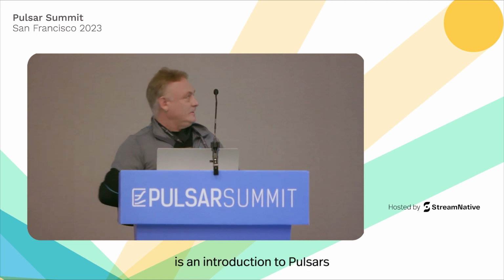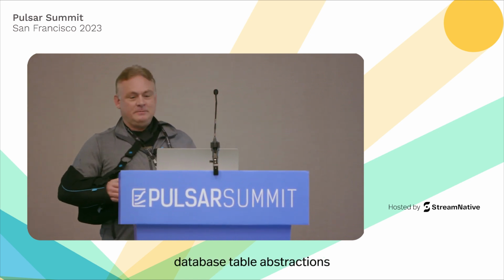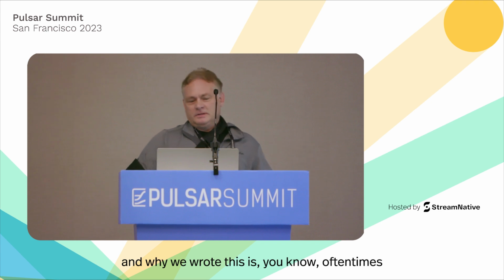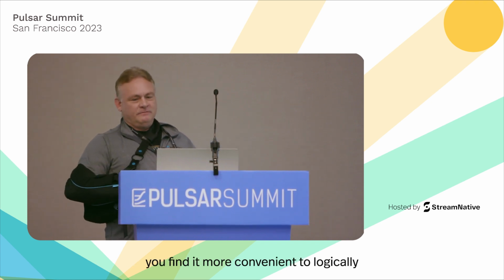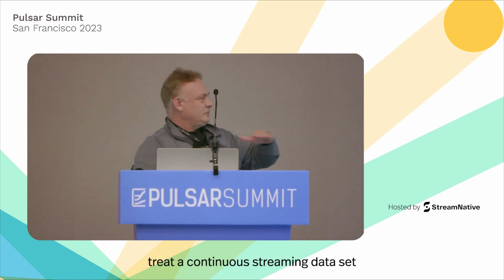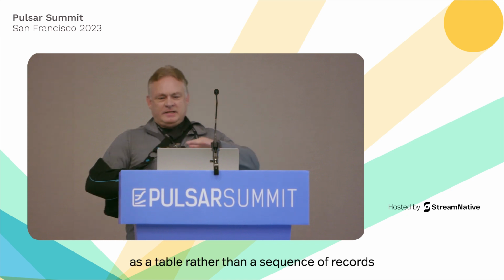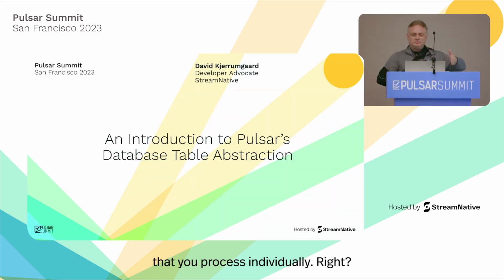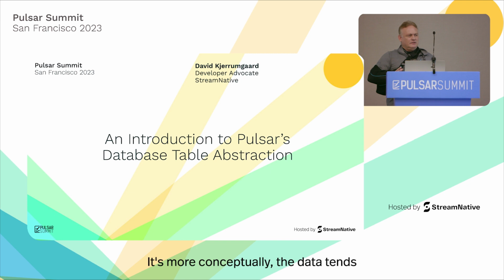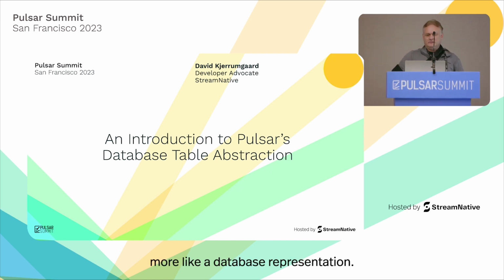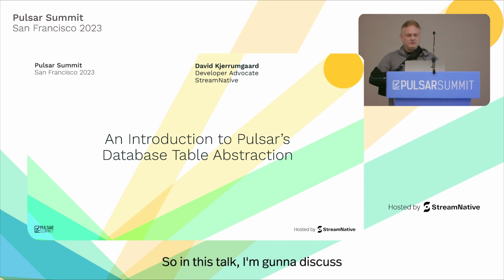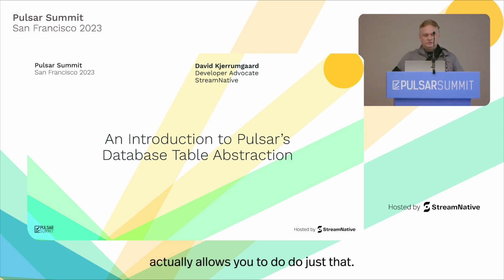So today's talk is an introduction to Pulsar's database table abstractions. And why we wrote this is, oftentimes you find it more convenient to logically treat a continuous streaming data set as a table rather than a sequence of records that you process individually, right? Conceptually, the data tends to lend itself more to a database representation. So in this talk, I'm going to discuss how Pulsar's new database table abstraction consumer actually allows you to do just that.